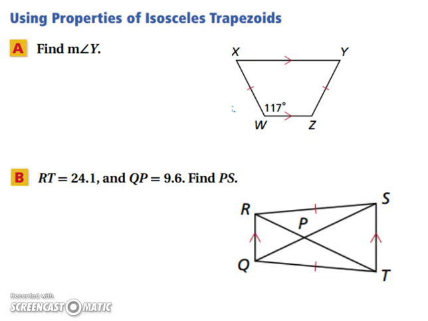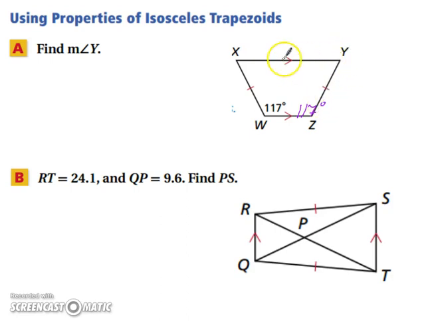Using the properties of isosceles triangles. Well, if we look at this first one together, we have angle W is 117 degrees, and it's asking for the measure of angle Y. Well, we know that the measure of angle Z must also be 117 degrees.